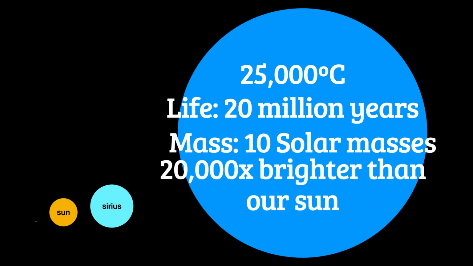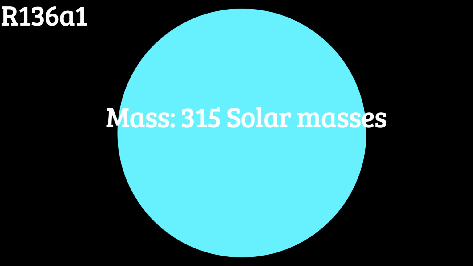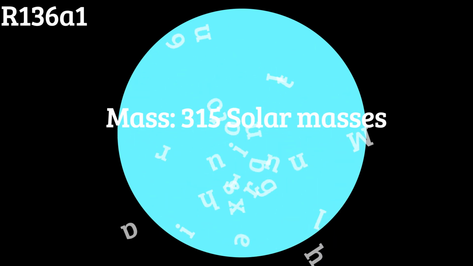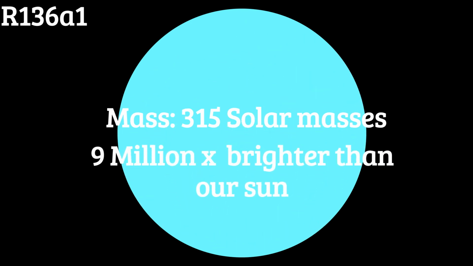Okay, so is this the formula? More mass equals bigger star and brighter star? Well, let's talk about one of the brightest stars, or one of the most massive stars in the galaxy. It's called R136A1, which is a very uncreative name, and this is why scientists are so bad at naming things. So, the mass of R136A1 is about 315 solar masses, or 315 times the mass of the sun, and this makes it about 9 million times brighter than our sun.